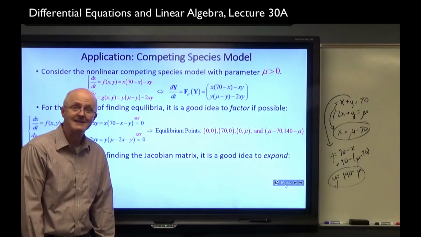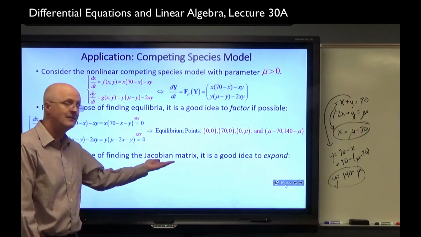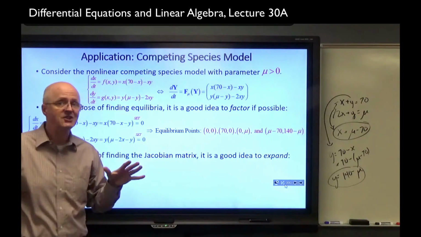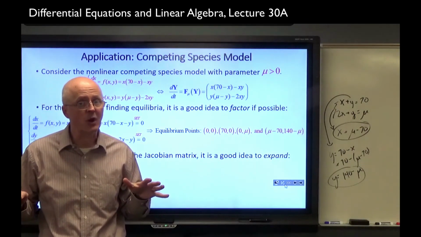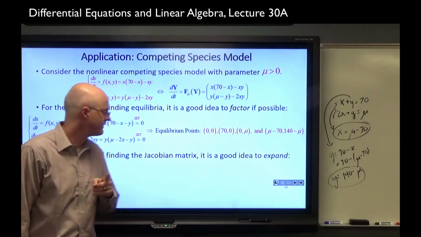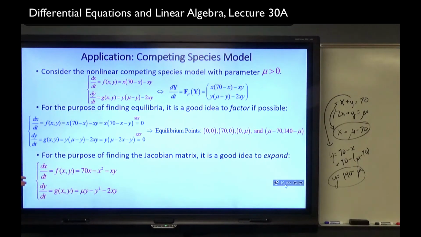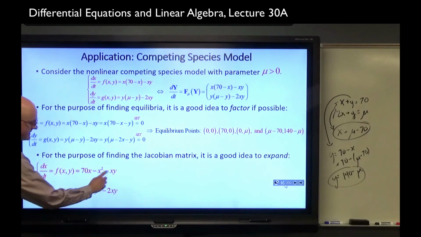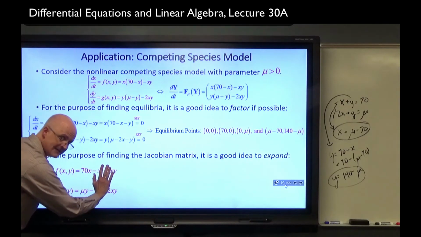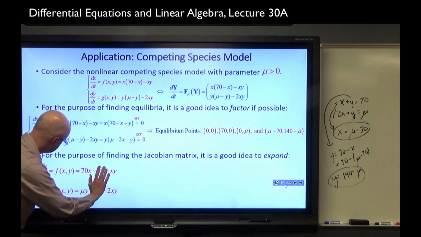What do we want to do next? Linearizing. Find the Jacobian matrix. Do not just get rid of the nonlinear terms. That only would work for the origin. Here's what the system looks like when you expand it. The nonlinear terms are these four terms here. If you got rid of those, that would be the linearized system at the origin: dx/dt is 70x and dy/dt is mu y.